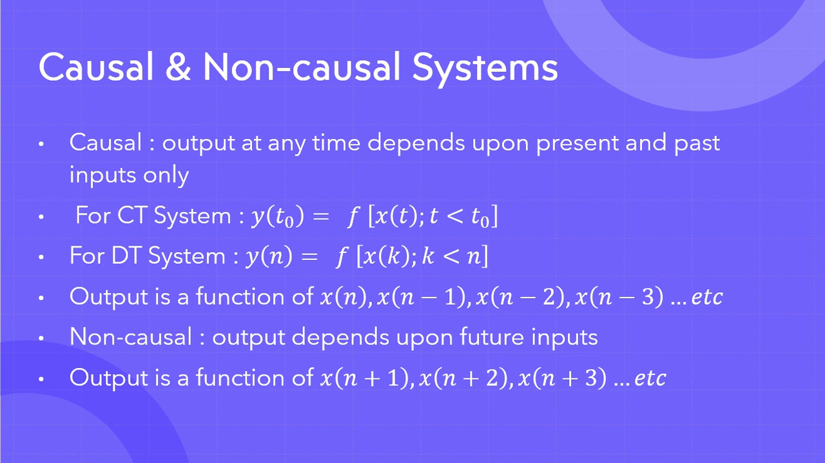Now let's see the condition for the continuous time signal. What is the condition? So y of t0 is your output. y of t0 is equal to f of x of t, where t is less than t0, right? So what it says is that the output at time t0 will be dependent on the input before the time t0. It means this system is not anticipatory, right?